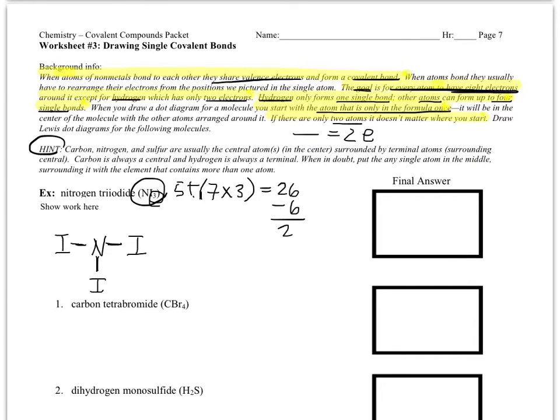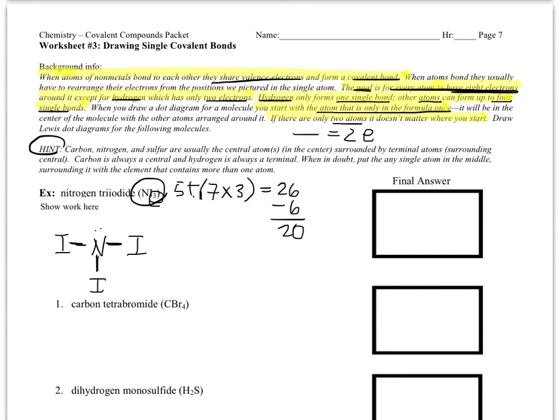So if I subtract 6, that means that I'm left with 20 electrons. The next thing I need to do is finish filling the shell of my central atom. Nitrogen's my central atom, it's right in the middle. Right now it's got 2, 4, 6 electrons around it. It wants 8, so I'm going to put 2 more electrons up here.